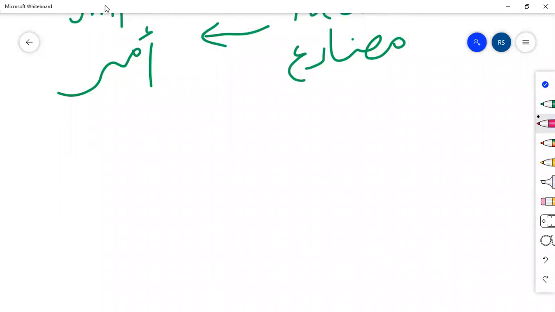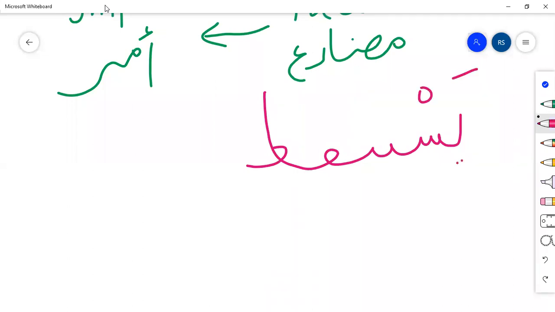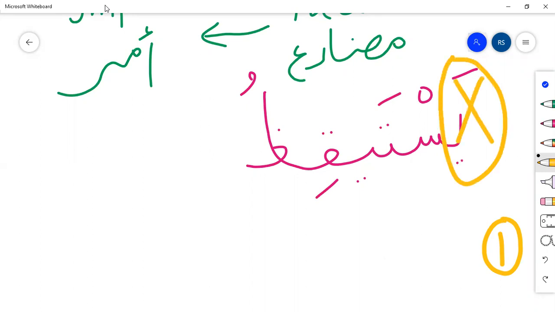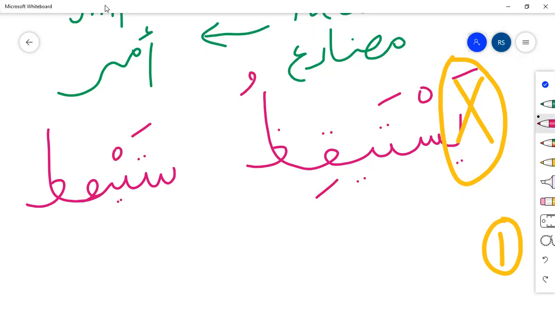Okay, first I will write the verb here. Yes, taikizu. So the first step that you will always do is remove the first harf of muzari and replace it with alif. So istaykisu. Okay, so the first step, you remove the initial ya or whatsoever we have here, and we replace it with alif.